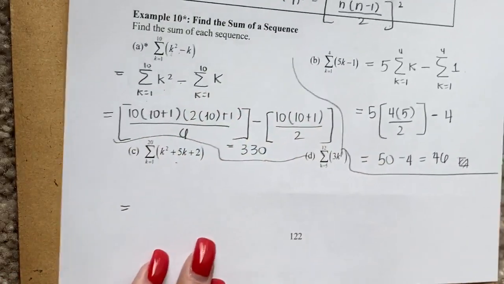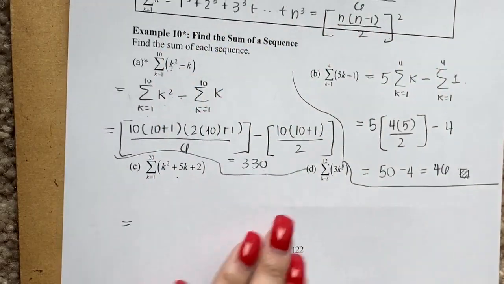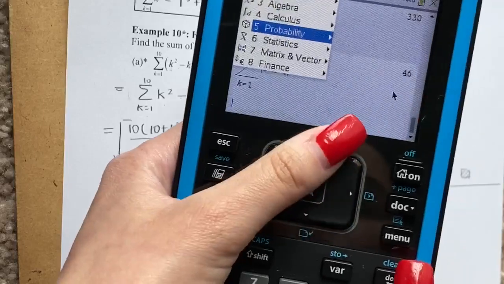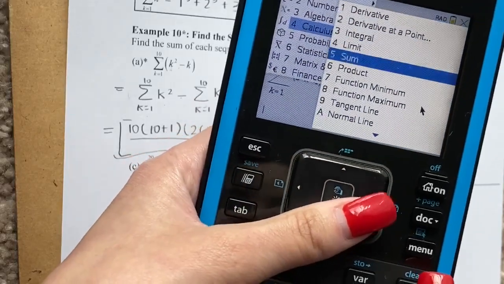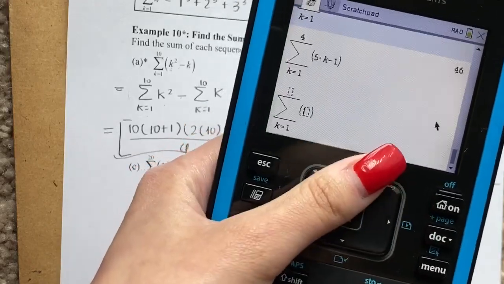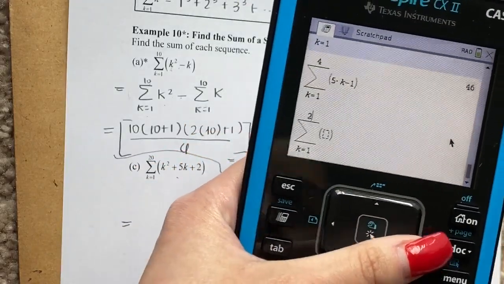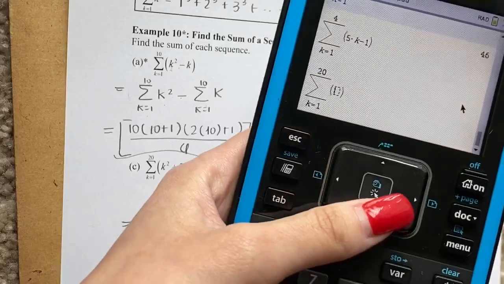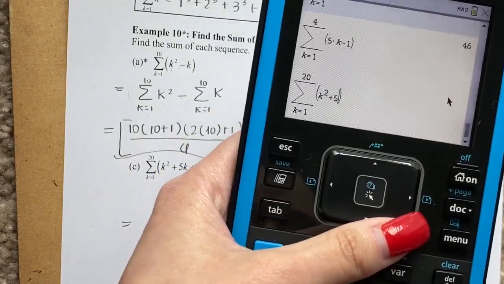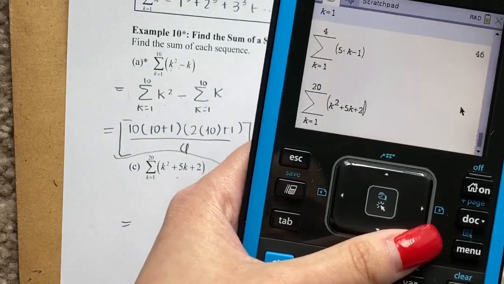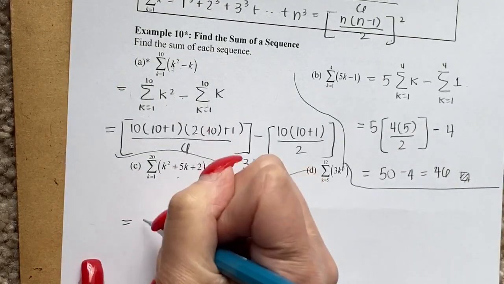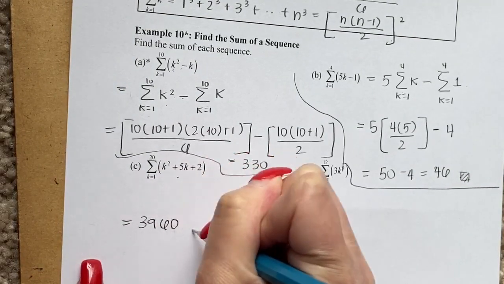Let's do it just with the calculator. You know that you can use the formulas, but I'm just going to do it with the calculator. Remember, menu, calculus, then you have the sum. After that, k equals 1. Then it was 20. After that, you have k squared plus 5k plus 2, and then you have 3960. That's your answer. Yay.